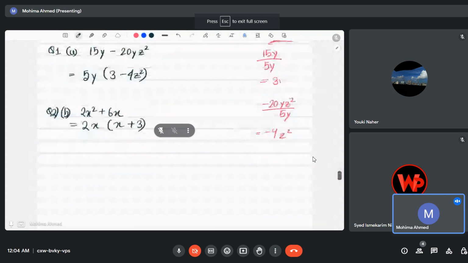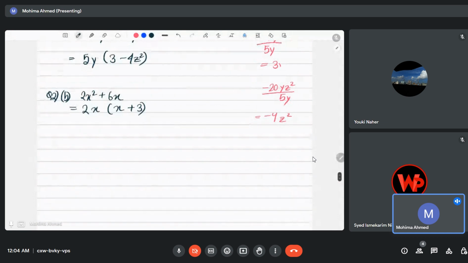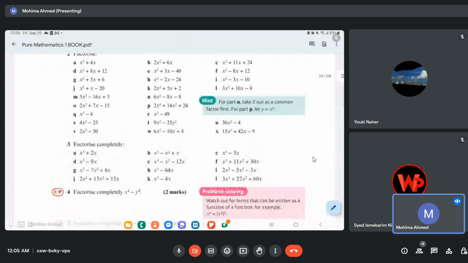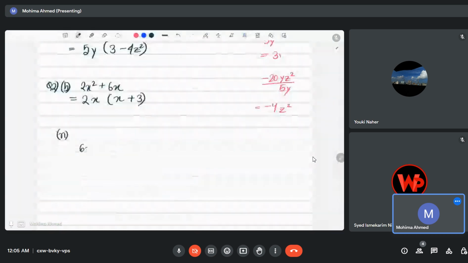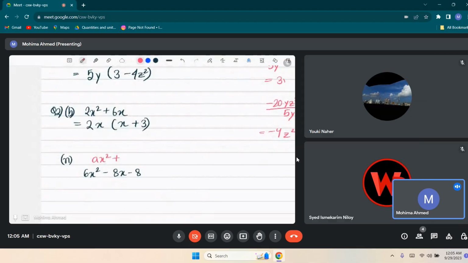That's where it is. Okay, so we'll move to the next one, which is a combination of three numbers. Let me just introduce one format first. We'll do the calculation for 6x squared minus 8x minus 8. Over here, the equation is in the format of ax squared plus bx plus c, where a, b, c are given in the equation. You can clearly see the value of a is 6, the value of b is minus 8, and the value of c is minus 8.